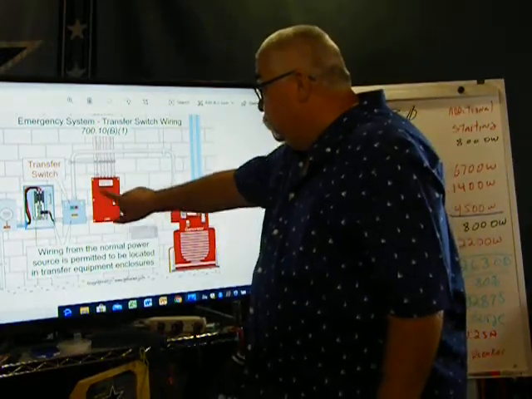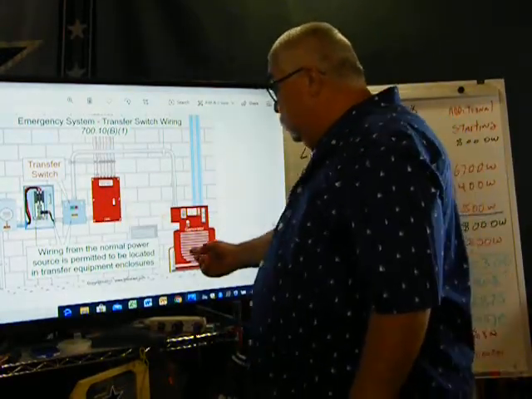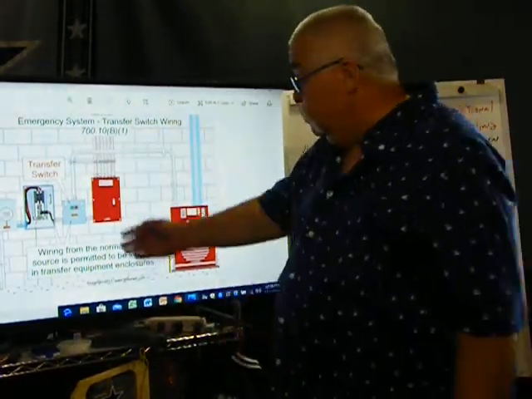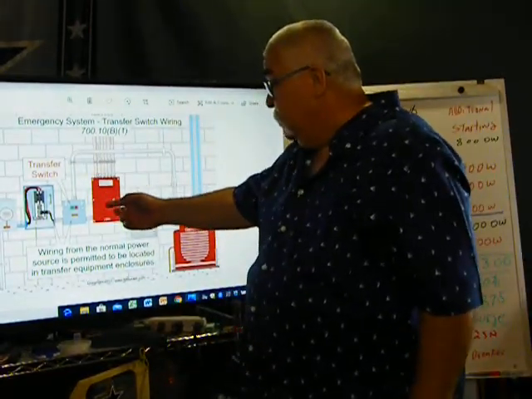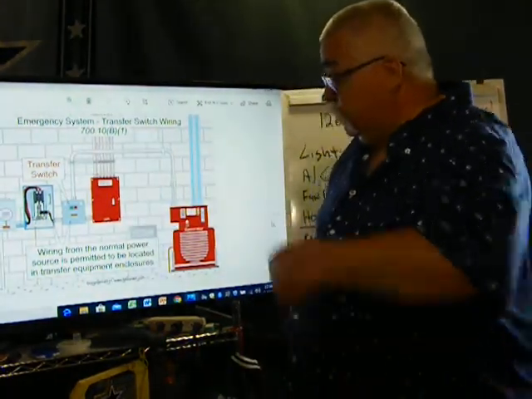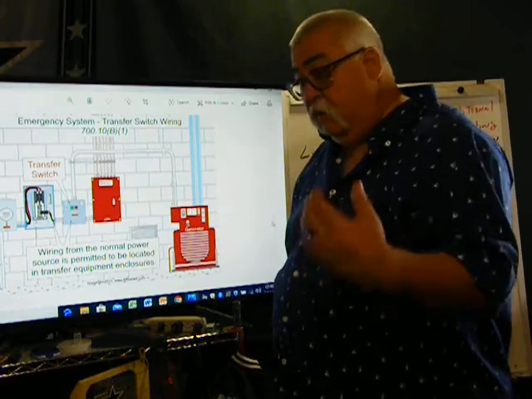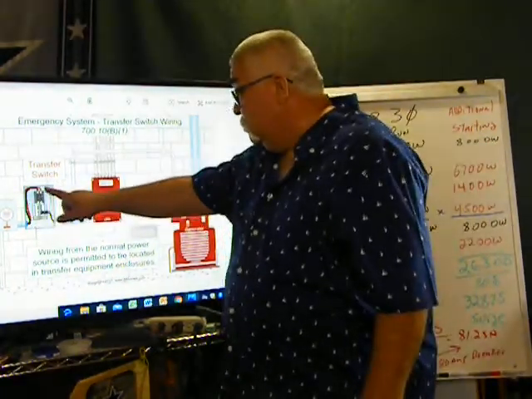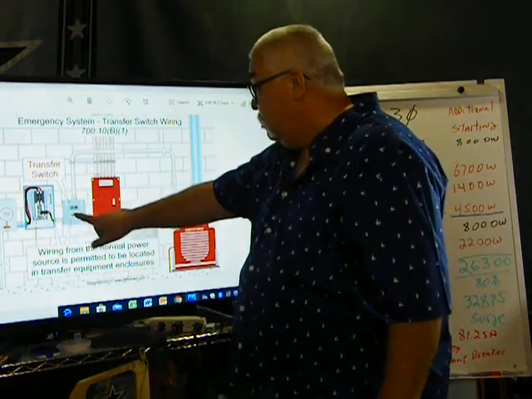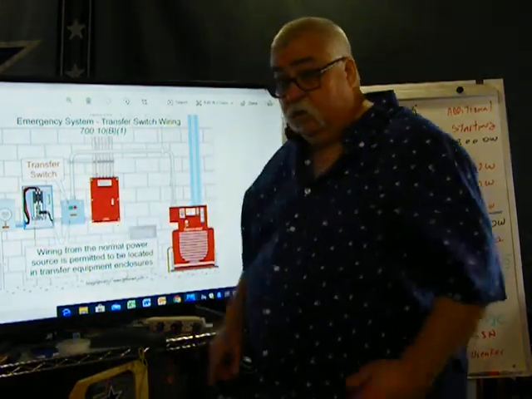So here's my emergency panel. Emergency generator comes in, goes across, and goes to the transfer switch. So this transfer switch is what's controlling where the power to that emergency panel comes from. So power's on. When power's on, power comes across, goes to here, comes down the bus bars, goes on the breaker, breaker goes to the transfer switch, then goes across, goes to the panel.